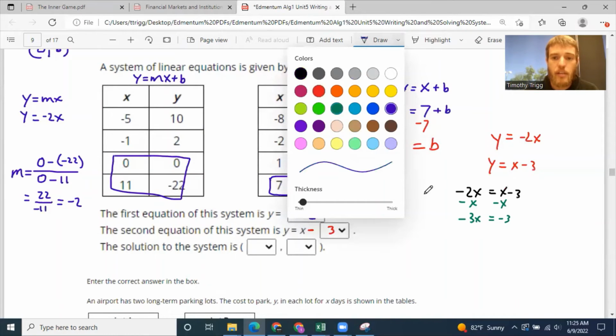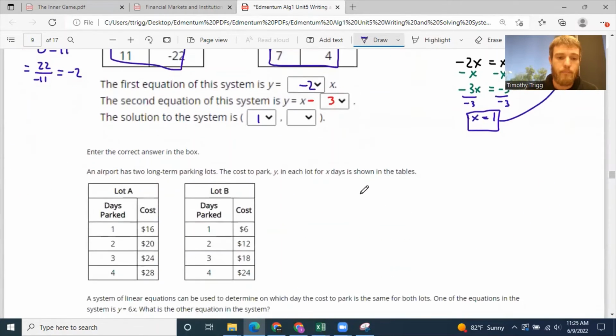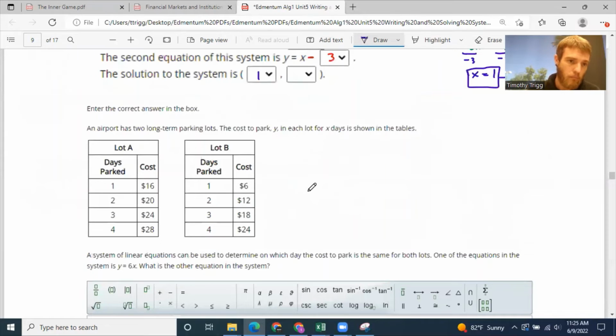Then lastly, to solve for x, we're going to divide by negative 3 on both sides of the equation, giving us the value of x is 1. I'm going to leave it to you to find the value of y, but you could substitute this in to either one of these equations to help you solve for y. Next question.